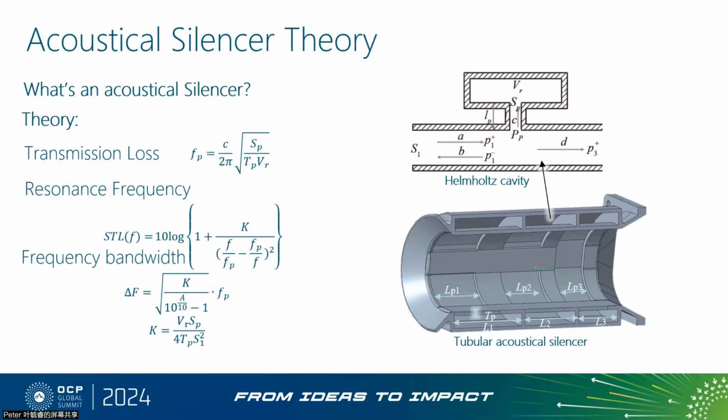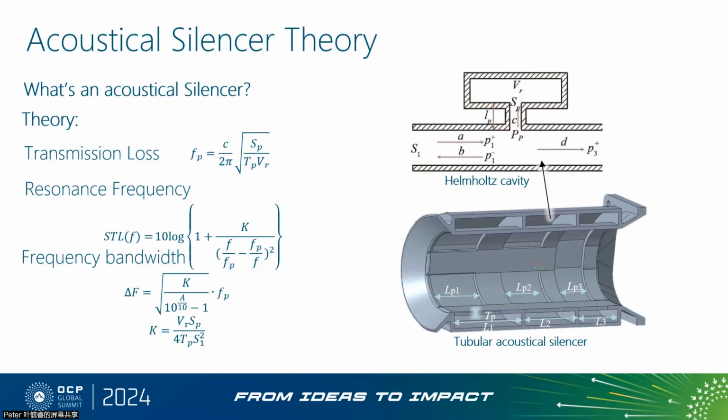The acoustical silencers are typically engineered according to the Helmholtz resonance cavity theory. The principle involves the creation of resonance within the cavities, which interacts with the acoustical waves, effectively diminishing the energy of the outgoing wave. The resonance frequency, denoted as Fp, is the critical feature to be designed.